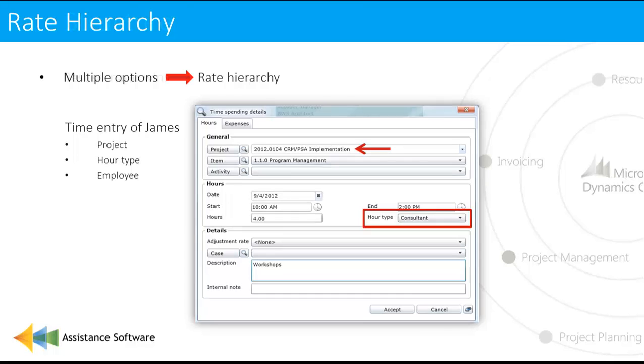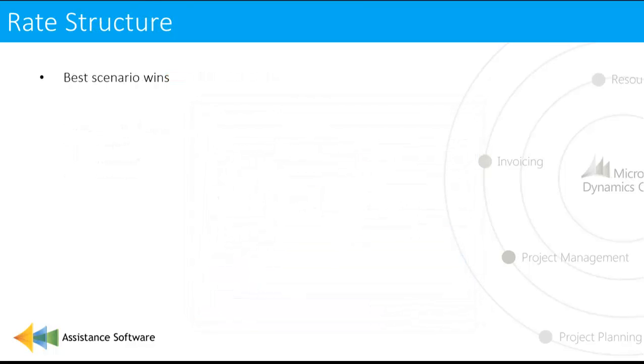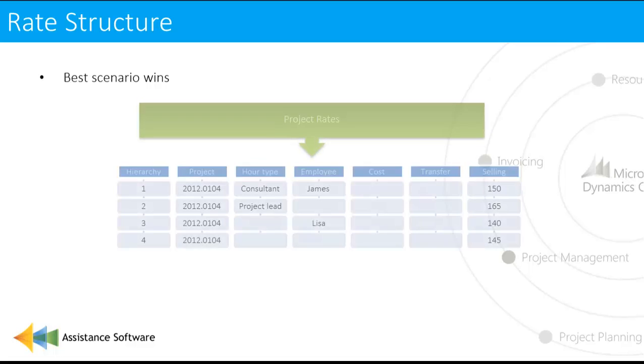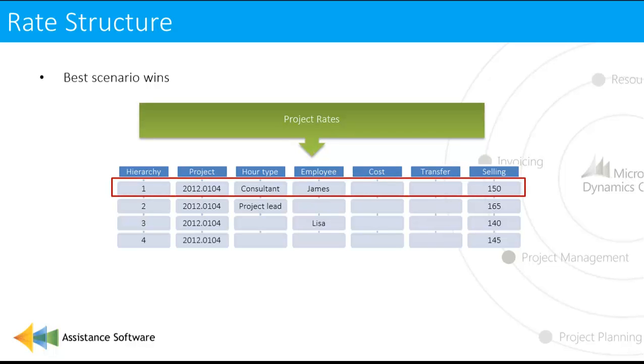Based on this information, PSA will go in the rate table and will look for the correct rate to apply following a specific order. It will always look first for a project rate, because they override account rates. And it will always search for the closest combination to the time entry. In this case, it is looking for project 2012-104 with hour type consultant and employee James. If it finds it, it will stop here and apply this rate.